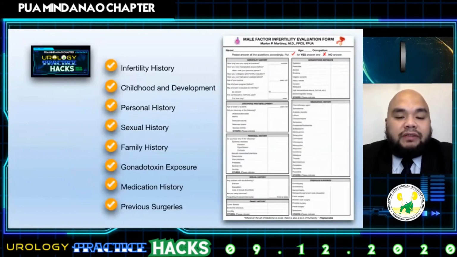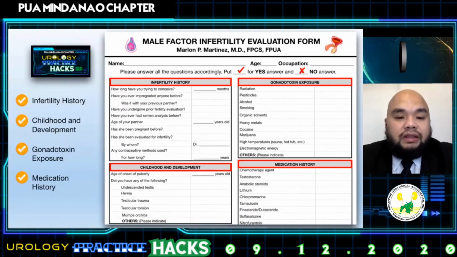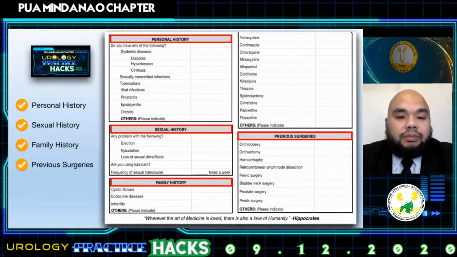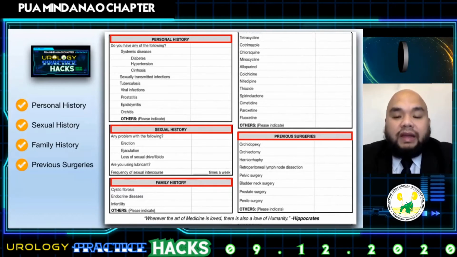I personally made this evaluation form for my patients in order to help me not miss any single detail, which might be very relevant to the cause of their infertility. You can make your own evaluation form that can assist you in your investigation of the etiologies of your patients. This form includes the infertility history, childhood and development, gonadotoxin exposure, medication history, and also the personal history, sexual history, family history, and previous surgeries. Relevant details should not be neglected because this might be the only key for a successful pregnancy.